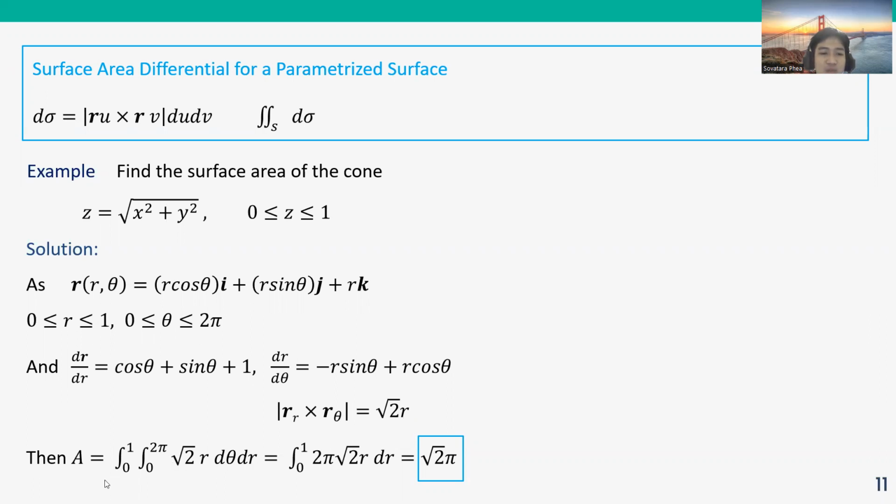Using the formula from the previous definition, the area of the surface is A, the double integral from 0 to 1, 0 to 2 pi, of the absolute value, d theta dr. So we get the answer square root of 2 times pi.